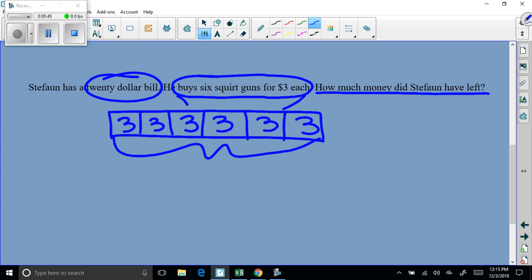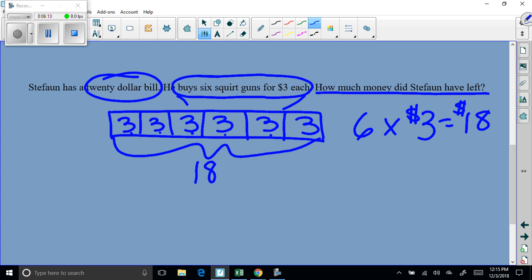So I can do it by skip counting. 3, 6, 9, 12, 15, 18. So I know that I have 18 total dollars. And so that tells me exactly what Stefan spent. If I was going to write an equation, well, I know that I had 6 groups here, which represents the squirt guns. I know that in each group I have 3, which represents the amount for each squirt gun. And I know I have $18, which is what it all costs.